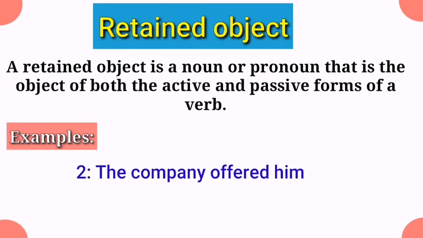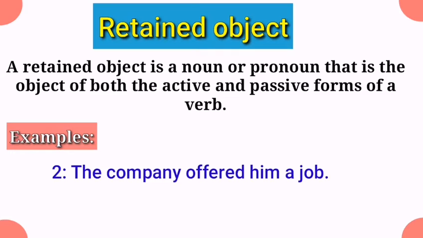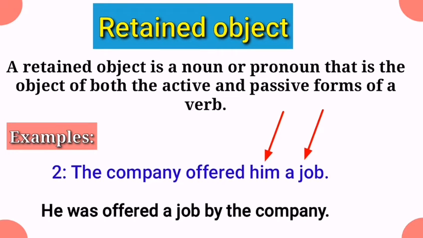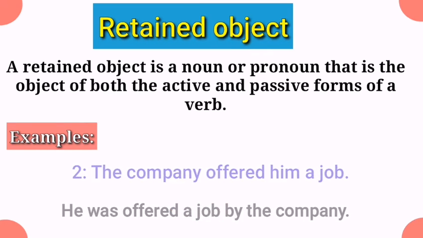The company offered him a job. Look at this sentence. Again, here are two objects: the pronoun, him, and the noun phrase, a job. And this sentence is also in active voice and, if it is changed into passive voice then one object will be retained. Like, he was offered a job by the company. You can see, the noun phrase, a job, is the object of the sentence in active voice and still it is the object of the passive sentence. So, this is called a retained object in English grammar.